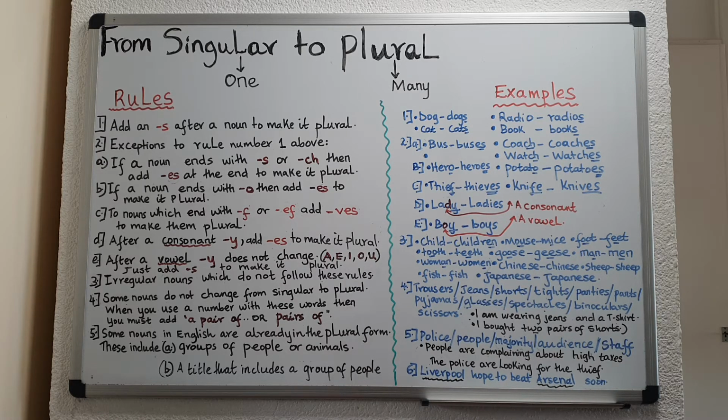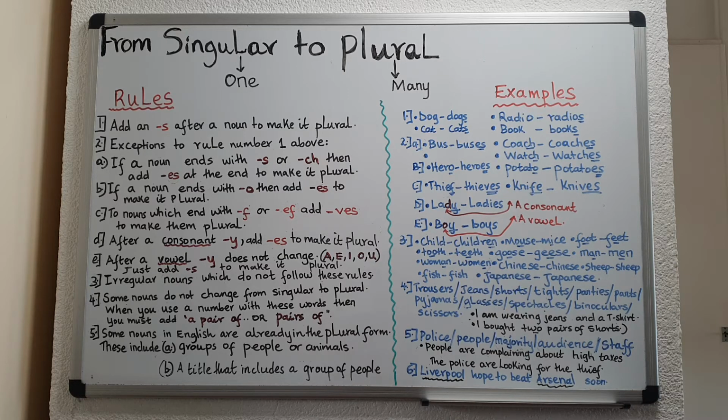So, let us begin the lesson. Rule number 1. Add an S after a noun to make it plural. Now, this is the first general rule, that when you want to change a noun from singular to plural, you should add an S at the end of it.